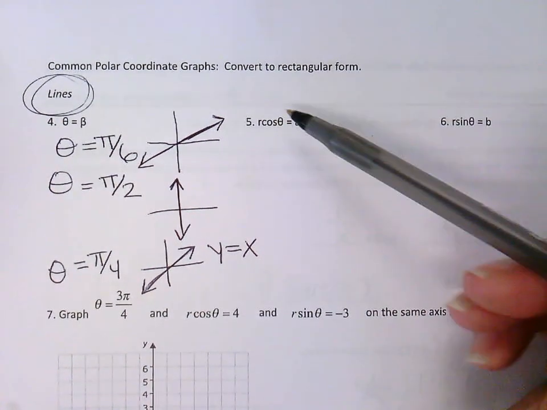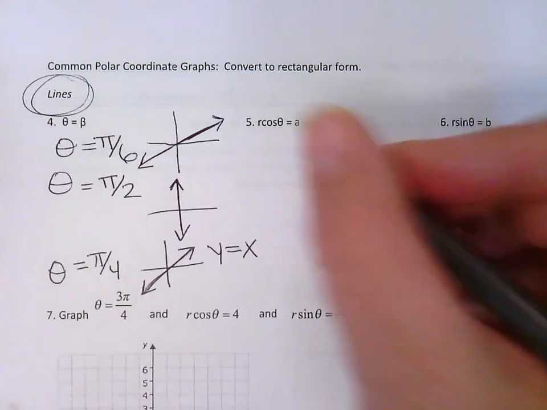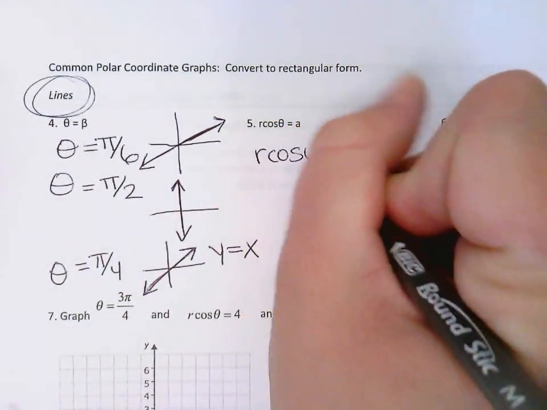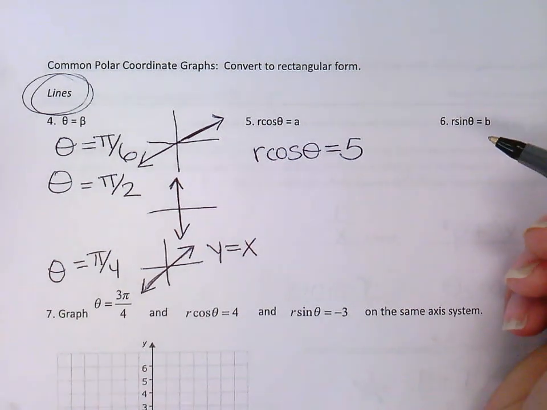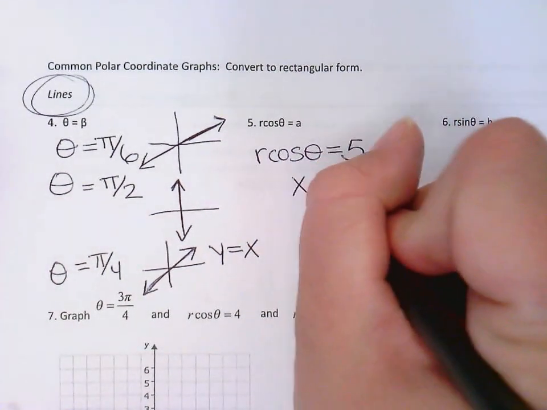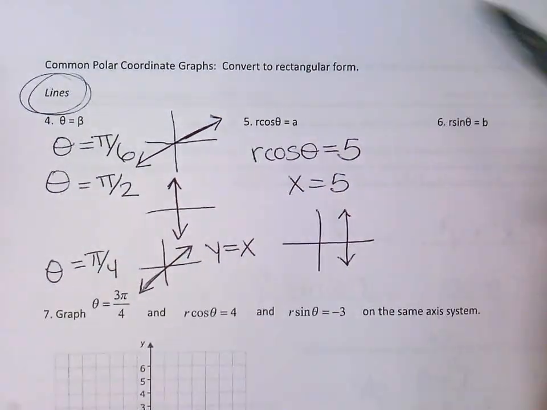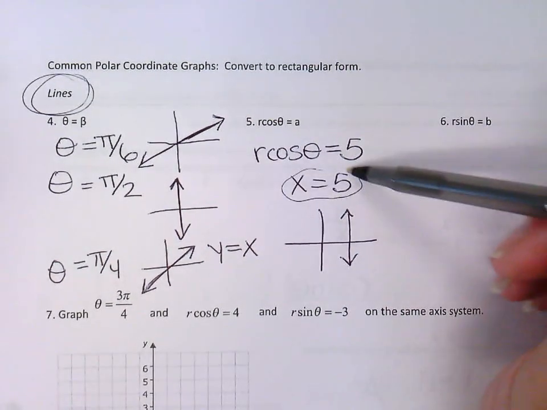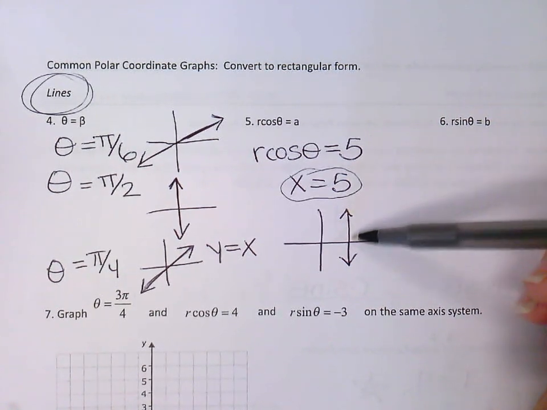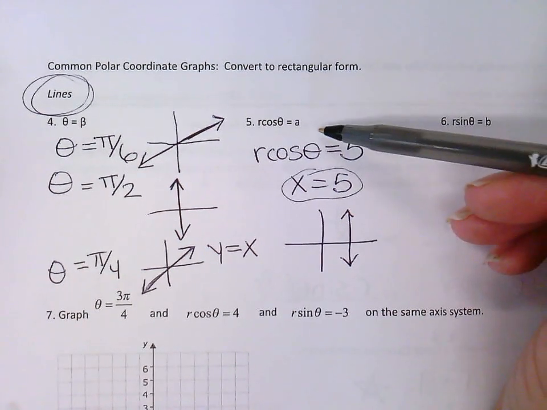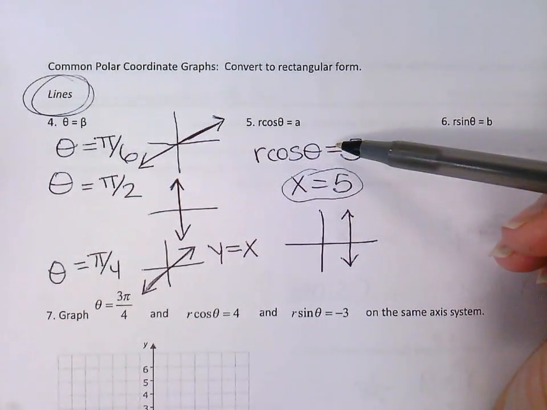What kind of a line is it if it says r cosine theta equals some number? So for example, r cosine theta equals 5. What does that look like? Yeah, that's x equals 5, so it's a vertical line at 5. So to me, x equals 5 is the simpler, more recognizable way to write a rectangular vertical line. But r cosine theta equals 5 just means the same thing.